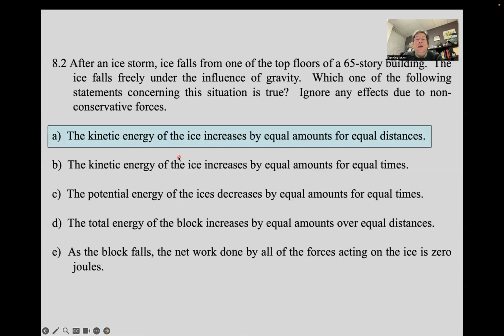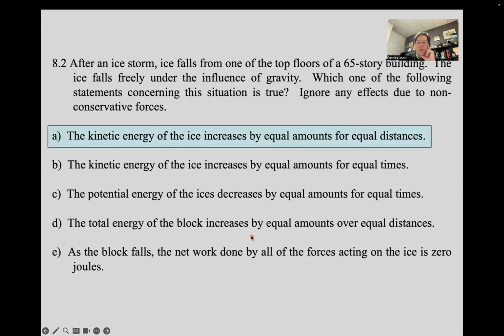All right, so the kinetic energy as the ice falls is going to increase in equal intervals in energy as it falls equal distances. So I'm trading off gravitational potential energy, which is decreasing, becoming kinetic energy. Gravitational potential energy is mg times the height y. So equal intervals in height are going to be equal intervals in kinetic energy. So it's not equal times. So the longer the ice falls, the faster it goes. Potential energy can't decrease for equal times for the same reason.